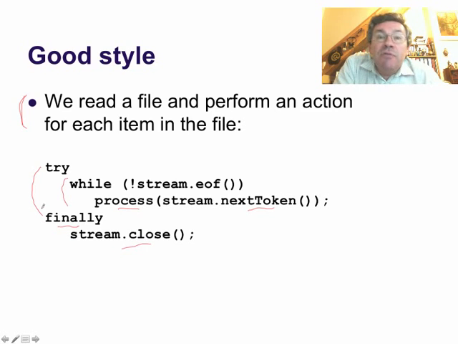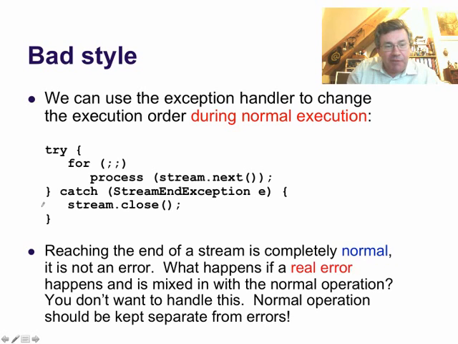The only reason for the try finally is to make sure the stream is closed, because the error handling is not done here, it'll be done somewhere else. So this will properly close the file both in the normal and error situation. This is a good style. Now let me show you a bad style for this.